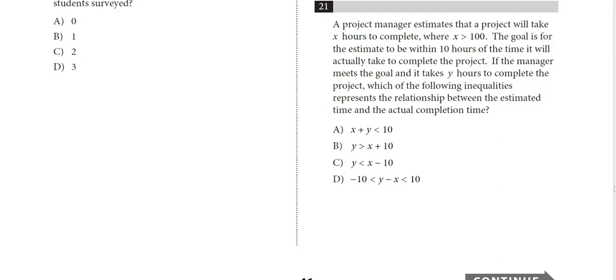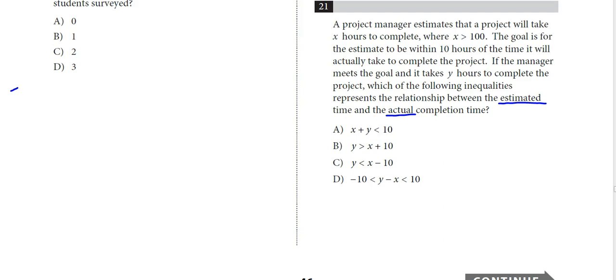Number 21, a project manager estimates that a project is going to take X hours to complete, where X is bigger than 100. So we know that the job is going to take more than 100 hours. The goal is for the estimate to be within 10 hours of the time it actually took to complete the project. If the manager meets the goal and it takes Y hours to complete, which of the following inequalities represents the relationship between the estimated time and the actual time?